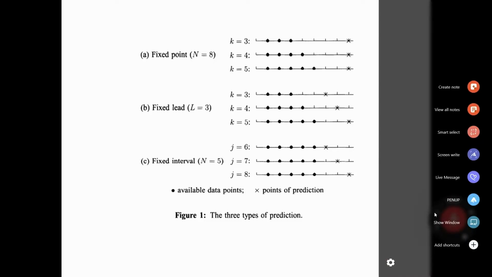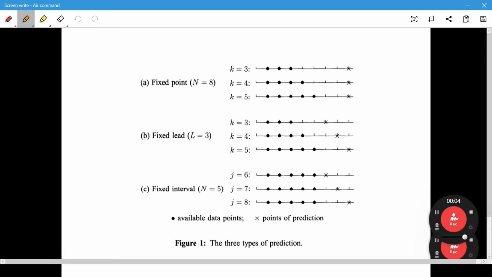Hello guys, there are three types of prediction: fixed point, fixed lead, and fixed interval. So this is j equals k plus n. For example, k is 1 and n is 5, then it will be 6. Using the fixed interval prediction, we can get the predicted value of the state at 6 here.